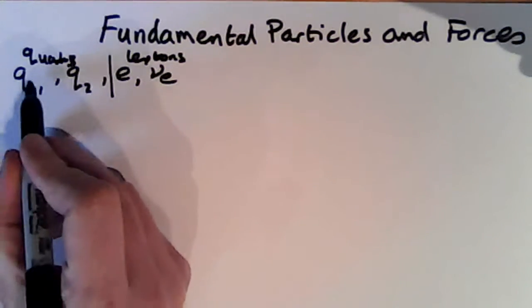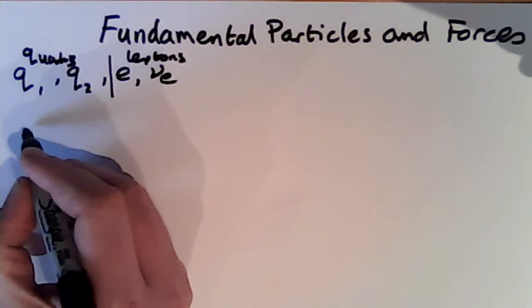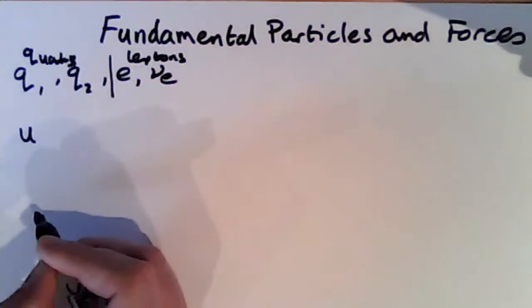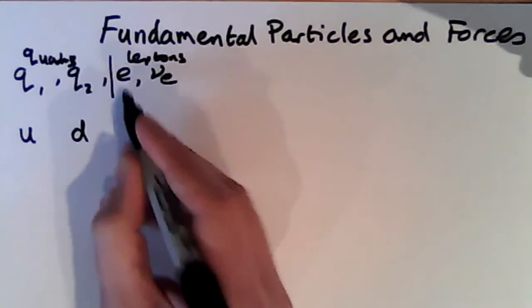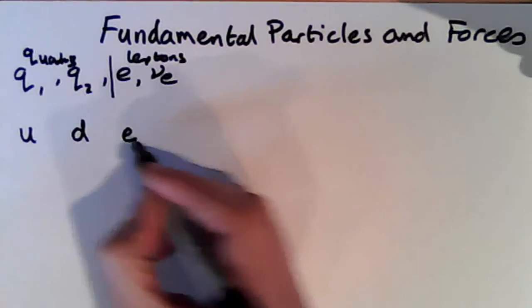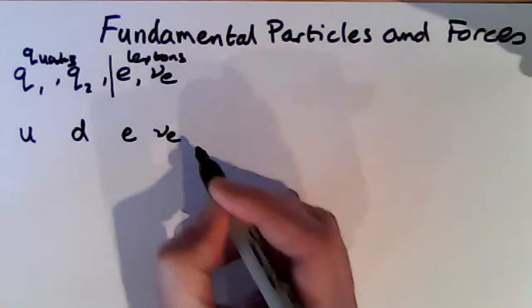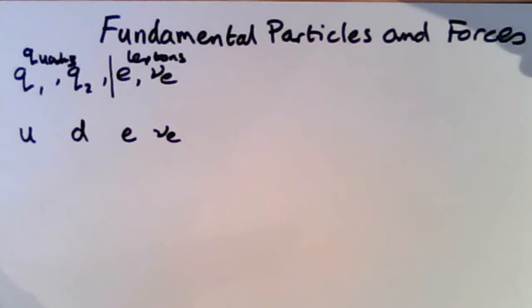So let's give these things a name. Quark 1 is known as an up quark. Quark 2 is known as a down quark. We'll include an electron and an electron neutrino in our discussion just for now. We'll see where we're going to take this.